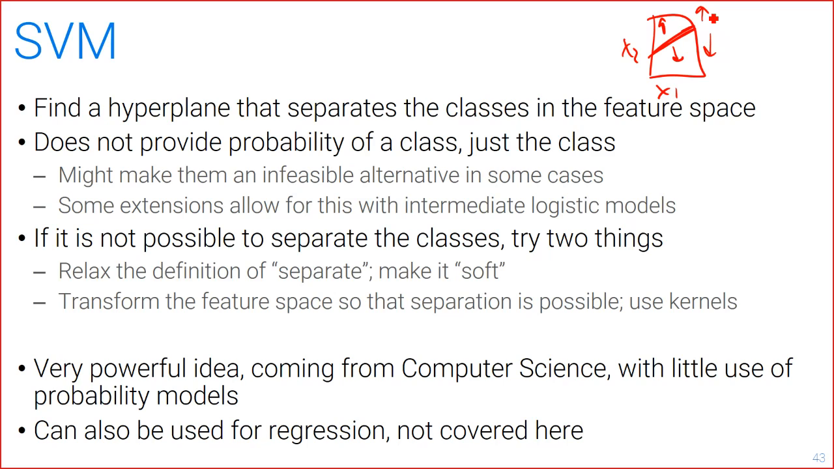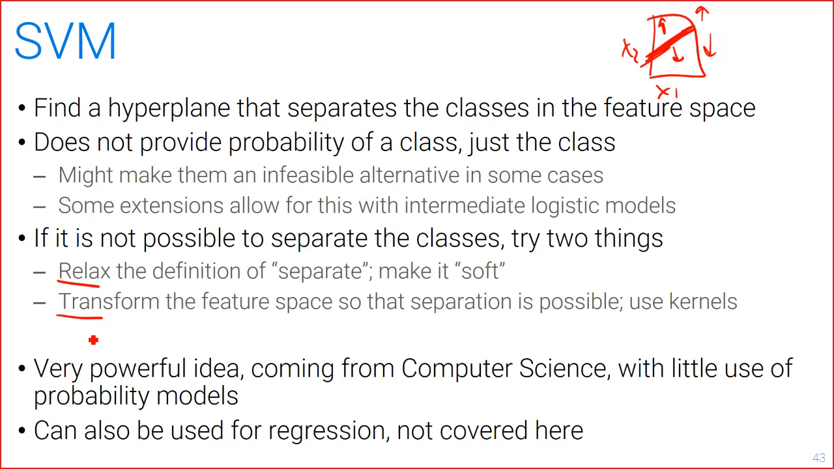And the thing is, if it's not possible to separate the classes just with this one line, we're going to try two things. First of them is relax the definition of separation. So we're going to make it kind of soft. We're not going to look for the line that separates perfectly, but one that separates optimally in some sense. We're going to talk about it later. And the other one is that if a line is not enough, then we're going to start transforming the feature space so that we can fit something that is not a line. So we're going to talk about it later too.